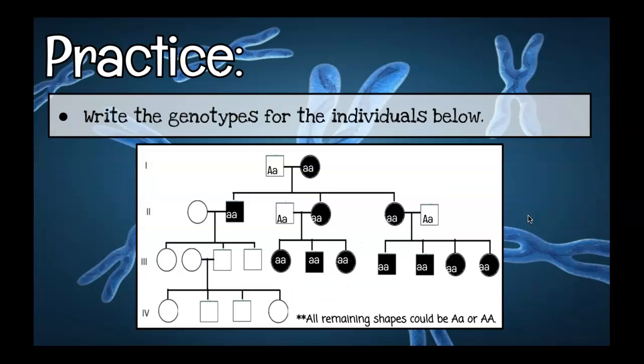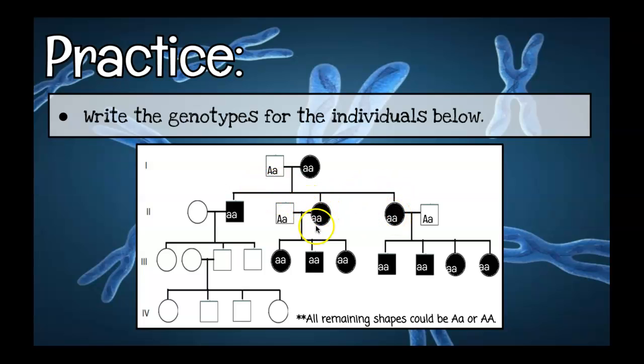So this one says write the genotypes for the individuals below. So the genotypes are written in for you for this first part. This square is big A, little a, and the one shaded in, the mom shaded in here, has 2 recessive letters. When they pass it on, because this is completely shaded in, it means they have to have the recessive trait, so that means they got the little a from dad and a little a from mom. Same for this female, same for this female.